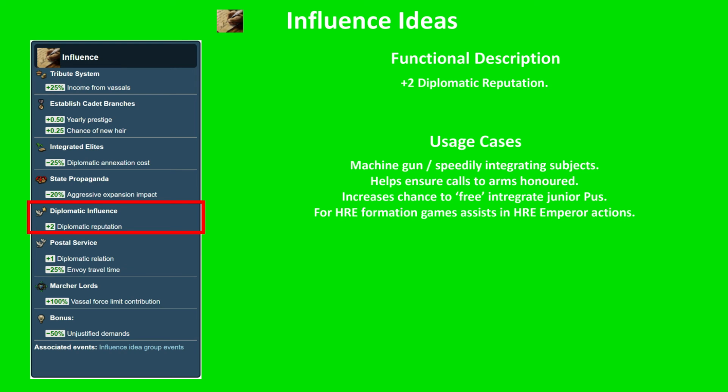Finally, it's worth mentioning that it's helpful if you're playing a game as the Emperor of the HRE and you're trying to get stuff done in the Empire, because everyone is more likely to agree to pass the reforms and so on because they are convinced by your high diplomatic reputation to let you do the things you want to do.